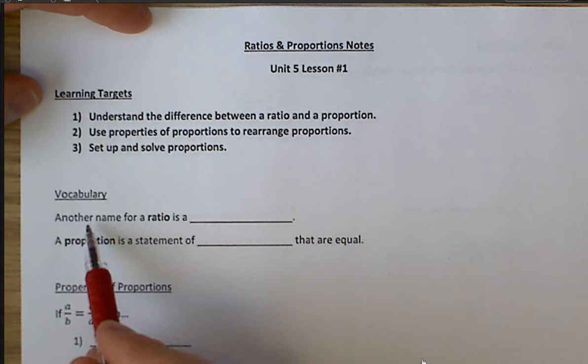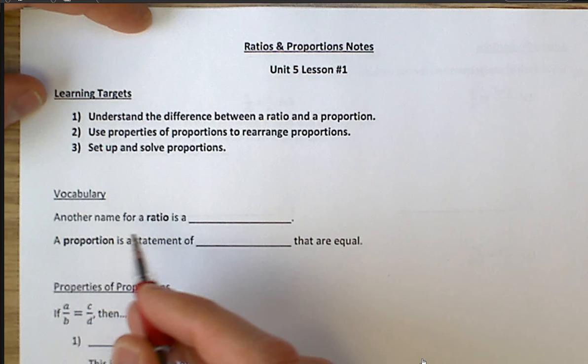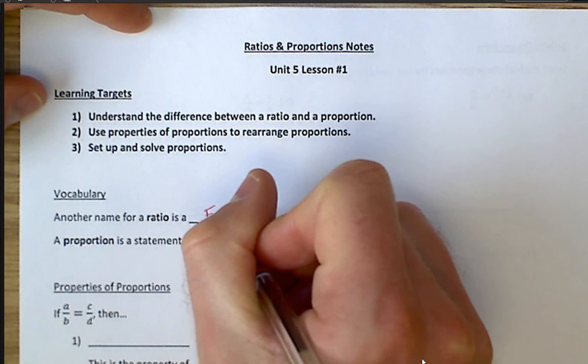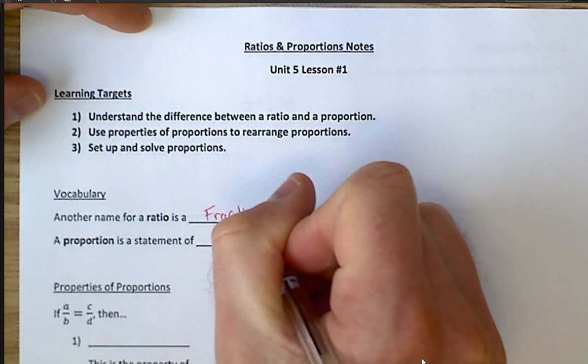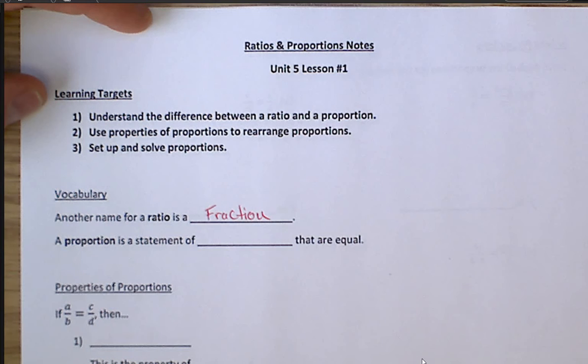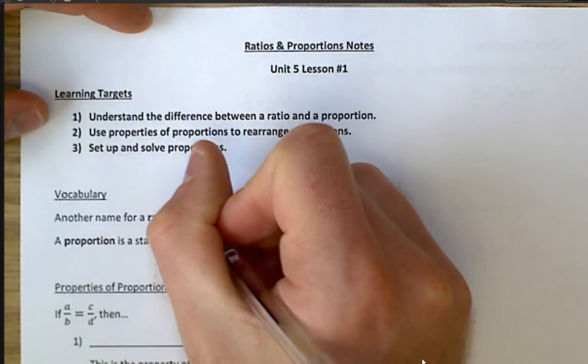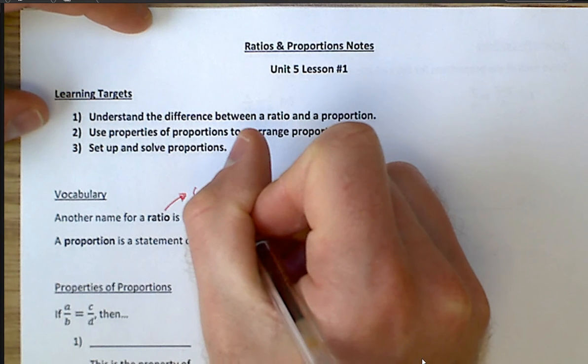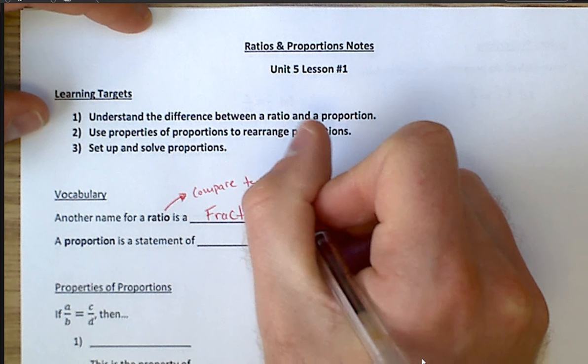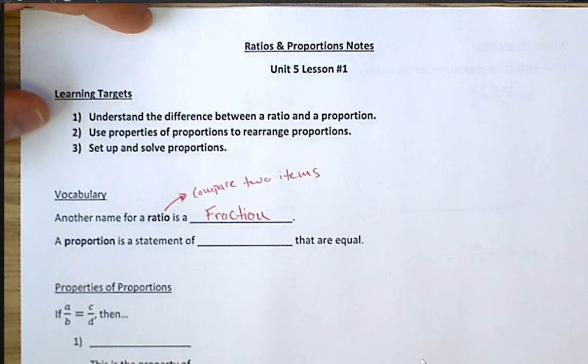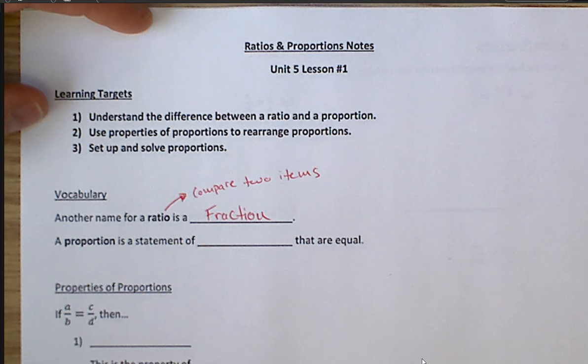Another name for a ratio. A ratio is just a fancy word for a fraction. Literally, that's what a fraction is, just a ratio. There's a technical definition. It's a comparison. A ratio is a comparison of two items, right? Like miles per hour, inches and miles, whatever.